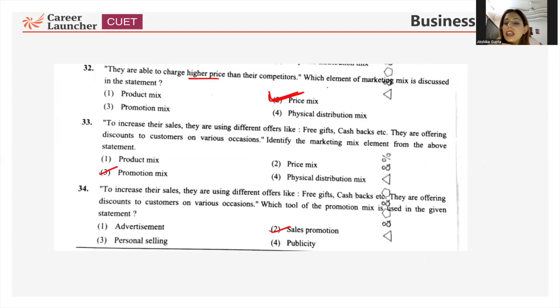To increase their sales, they are using different offers like free gifts, cashbacks, etc. And they're offering discounts to the customers. That means they are informing the customers that this is the product that has come in. So informing the customers about the product is a type of promotion. Then to increase their sales, they are using different methods like free gifts, cashbacks, refunds, and offering discounts. So that means we are talking about sales promotion. That is the small incentives that are used as a way of promotion.